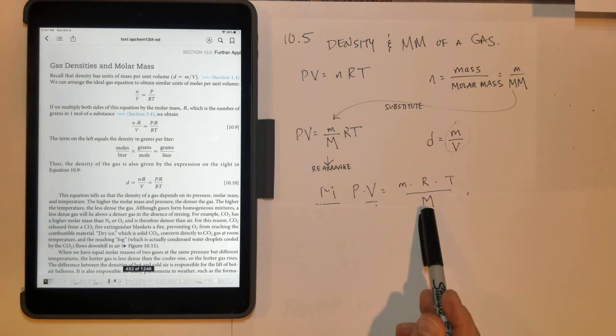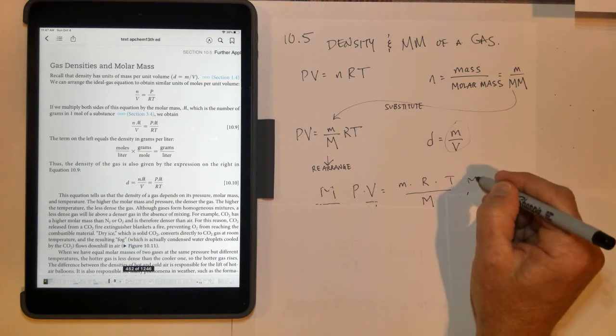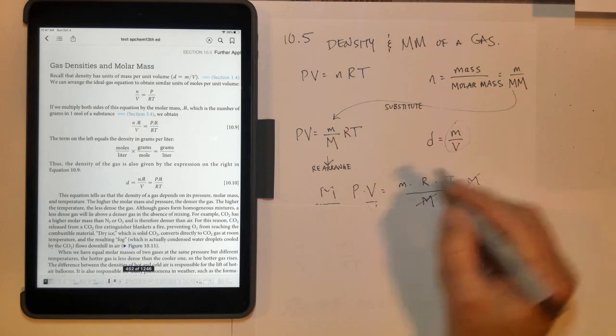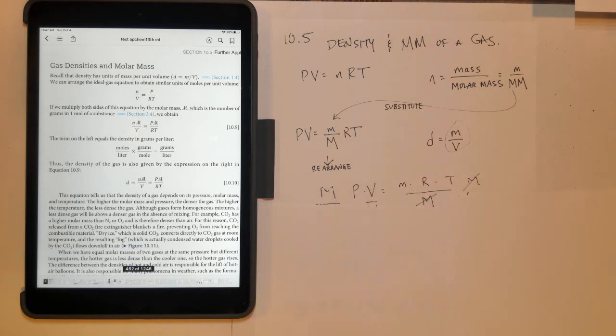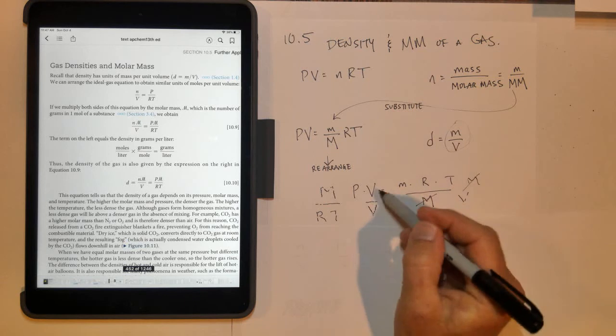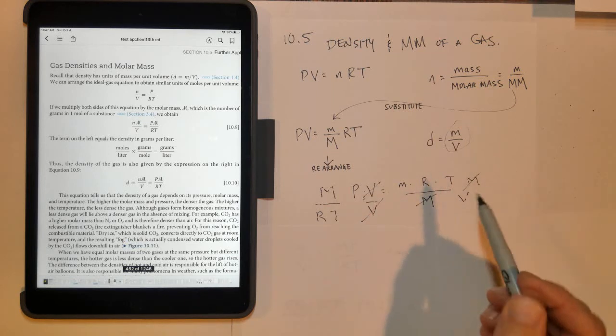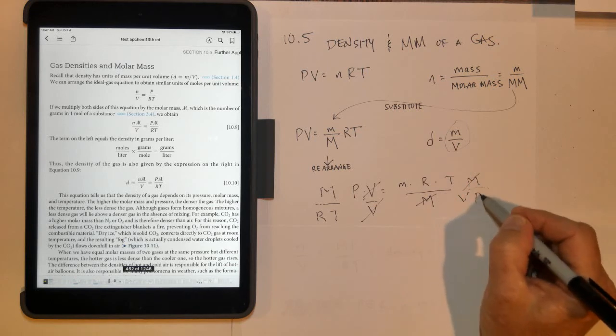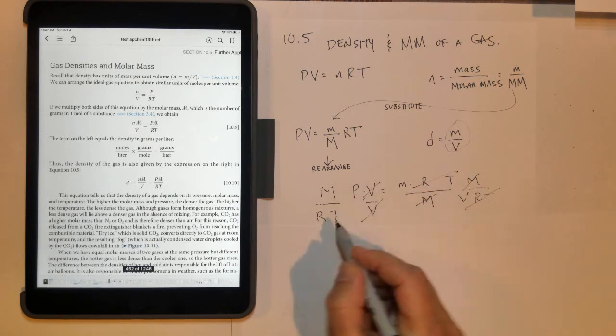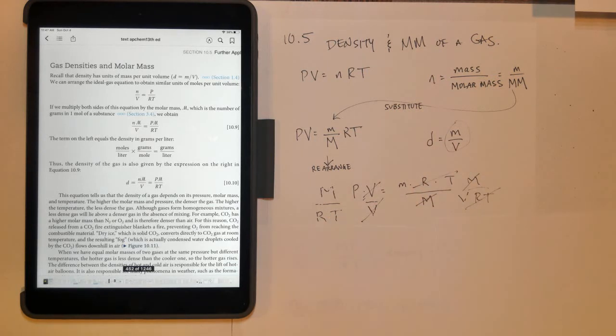Now I'm going to multiply both sides by M because I want to get rid of this M right here, so the M's will cancel. M will end up over here. Then I'm going to divide both sides by V. Dividing by V on this side means I have to divide by V on this side, and my V's cancel. Then I'm going to divide both sides by RT, which means I have to divide this side by RT.